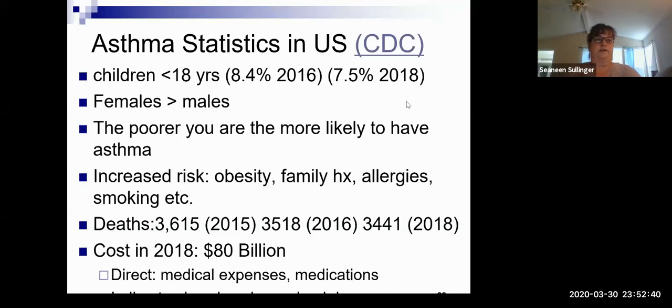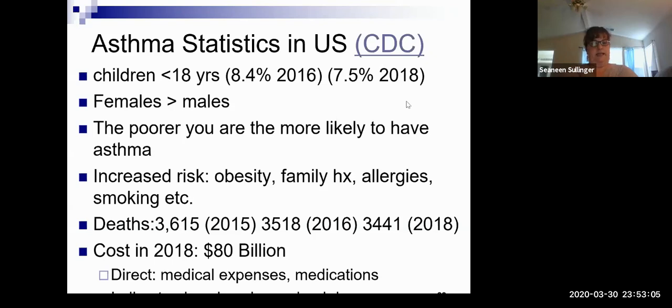Generally tends to affect females greater than males. The poorer you are, the more likely to have asthma. Why do you think that would be? What sort of factors can you think of that might affect that? Increased risk for obesity, family history, allergy, smoking.